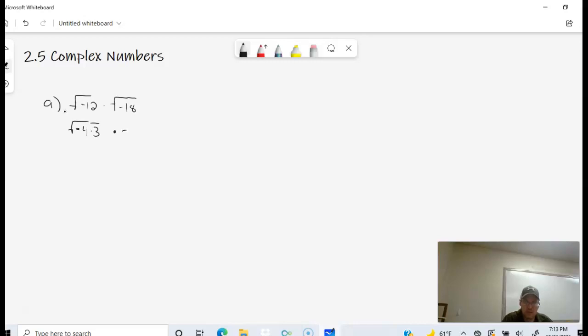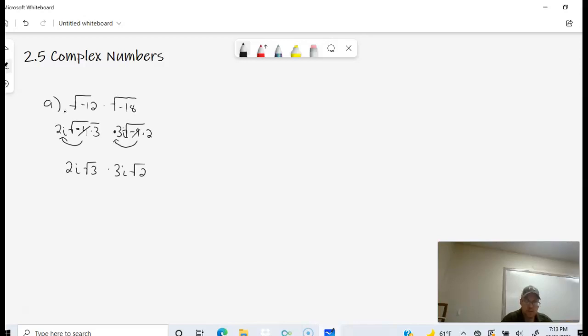And this one is the same thing as negative 9 times 2. So I can pull this negative 4 out as a 2i, but that 3 stuck under there. So I'm going to get 2i square root of 3 times, over here I know this negative 9 can come out as a 3i. So I get 3i, that 2 is stuck under there, square root of 2.